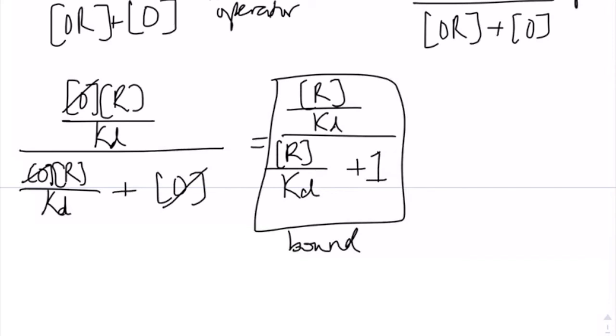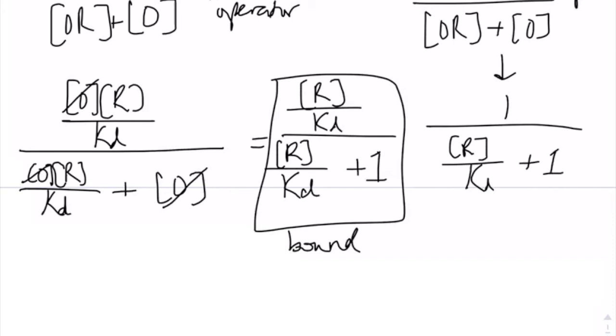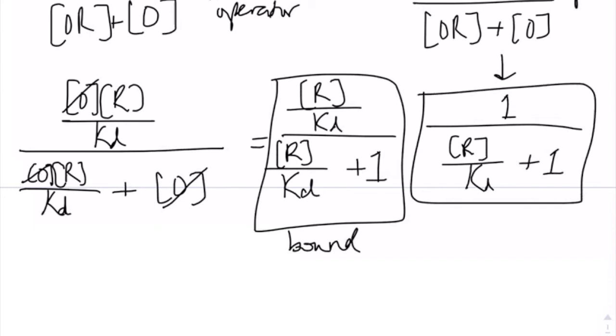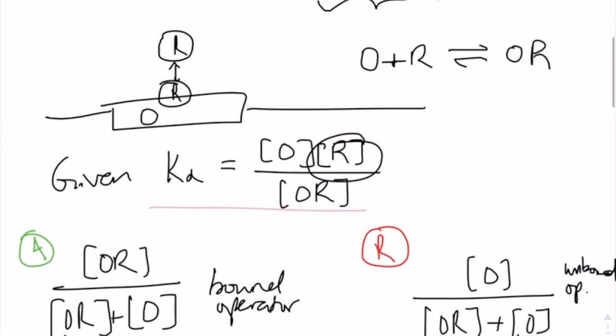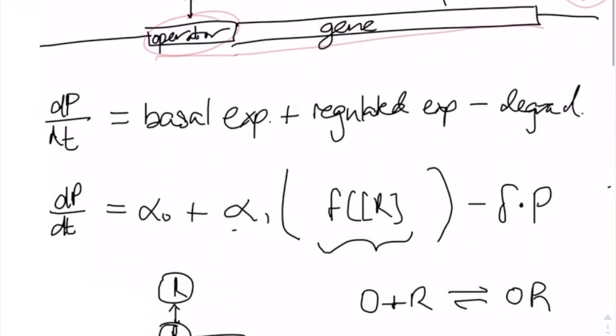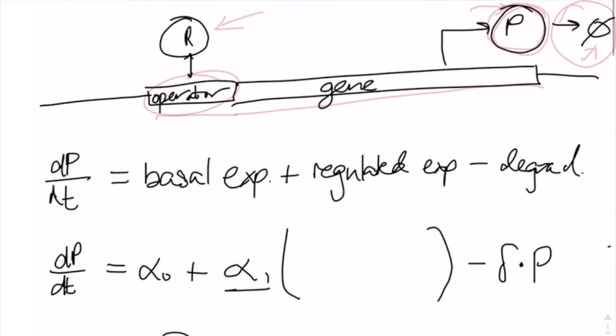Our unbound operator is very similar. If you do out this equation, you just get 1 over R over Kd plus 1. Unbound. So this is the fraction that will be multiplied by our coefficient over here, and this is our function of R. This is the fraction that is either bound or unbound to the operator.